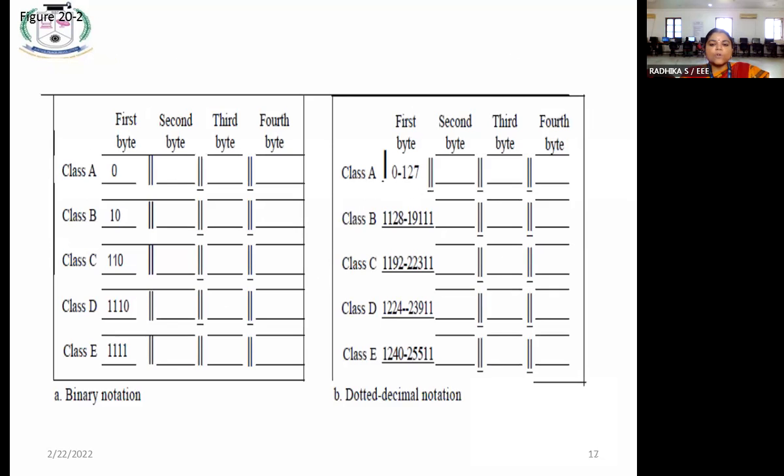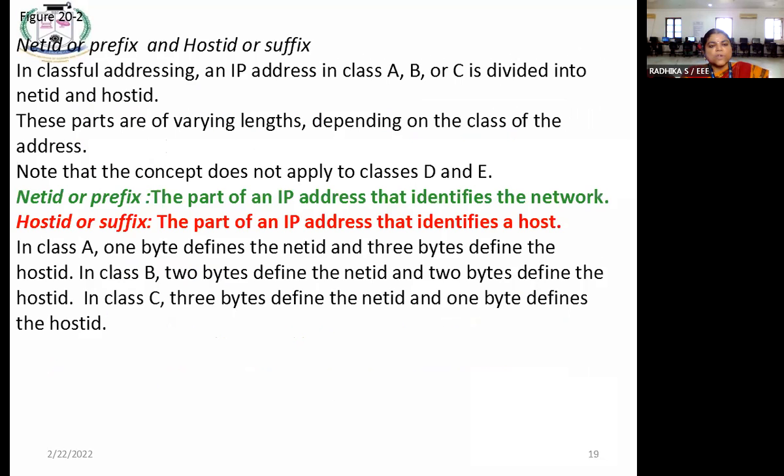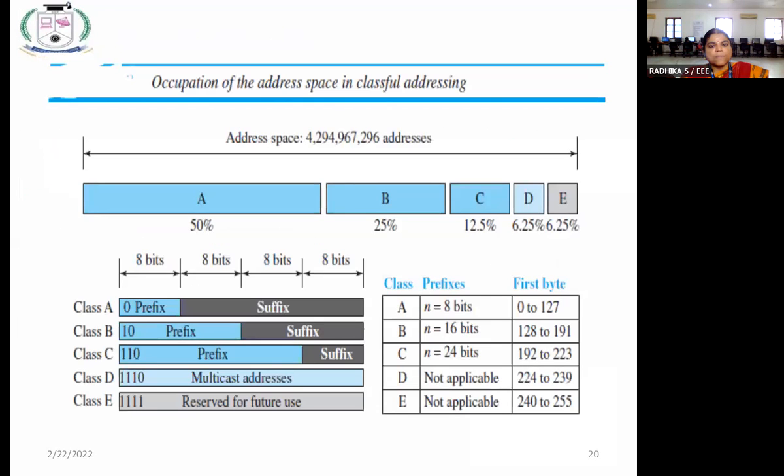Now you can see the different classful addressing schemes, represented in binary as well as in dotted decimal. In class A, the first byte illustrates the prefix, and the second byte is used for the suffix. You can see how the entire address space is divided in classful addressing. When I talk about address space, it includes all 2 power 32 combinations of addresses.